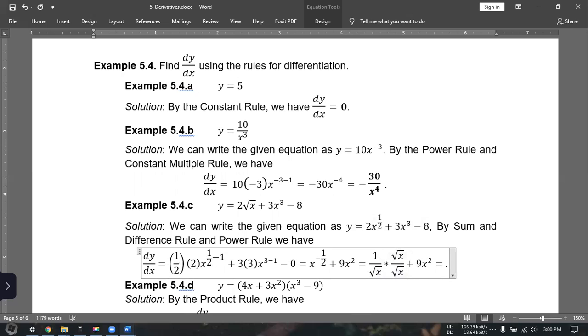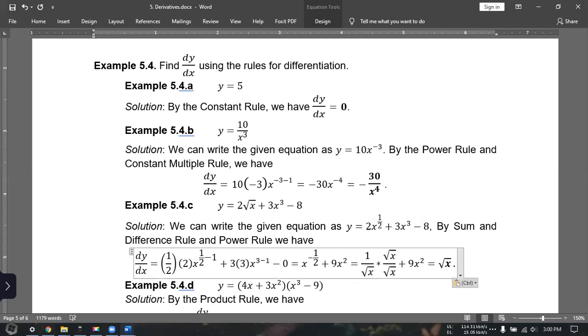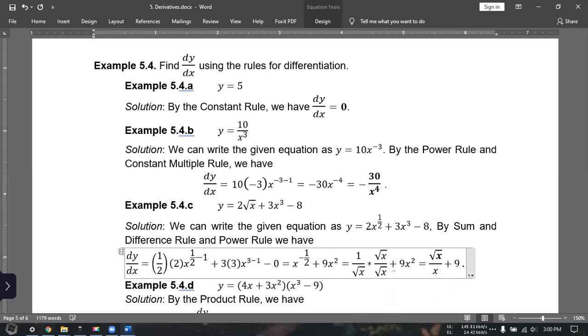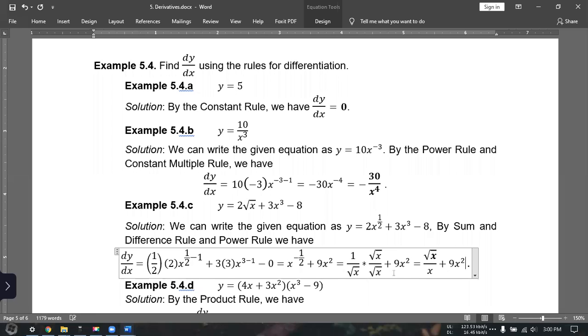Final answer is square root of x over x. Square root of x times square root of x is x by properties of radicals, plus 9x. Letter D.